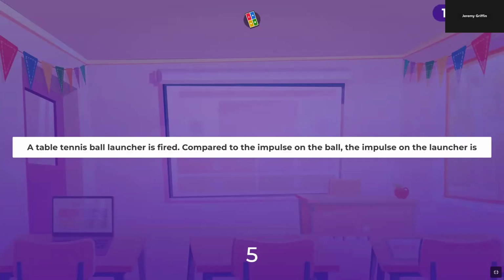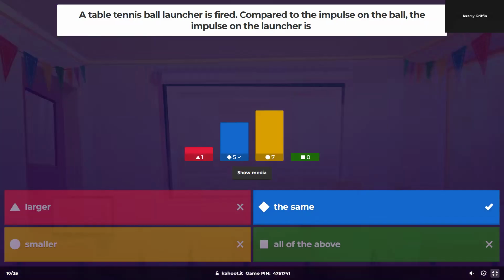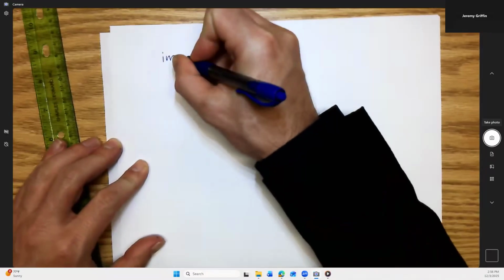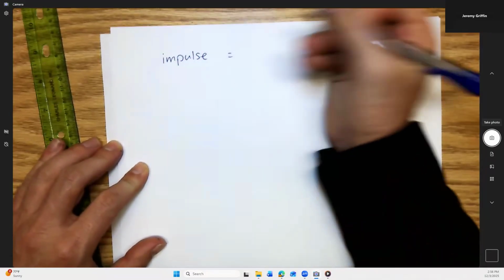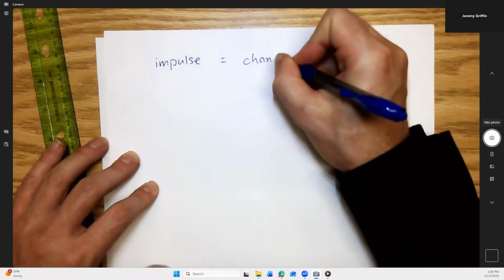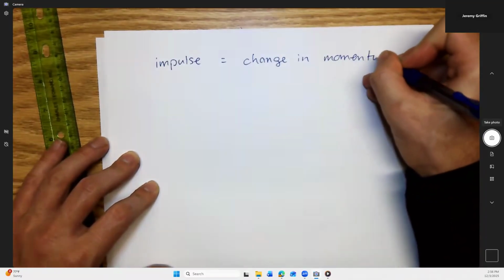A table tennis ball launcher is fired. Compared to the impulse on the ball, the impulse on the launcher is also the same. Let me convince you guys that's true. Hey guys, what was impulse? What does that mean? That's a change in what? Momentum. Change in momentum.